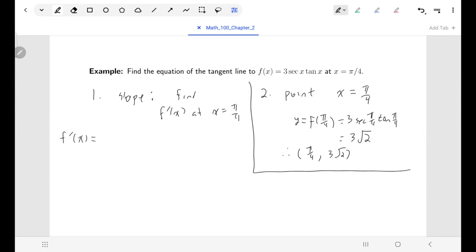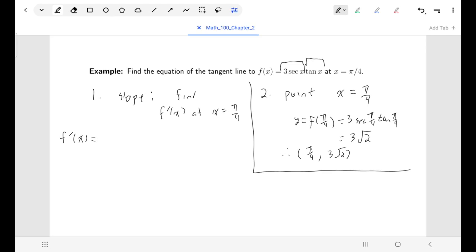And we notice here that it is a product. I can imagine this as 3 secant x times tangent of x. So I do have a product of 2 functions, so I'll need to use product rule, number 1, and I'll also need to remember all my derivative rules for secant and tangent.